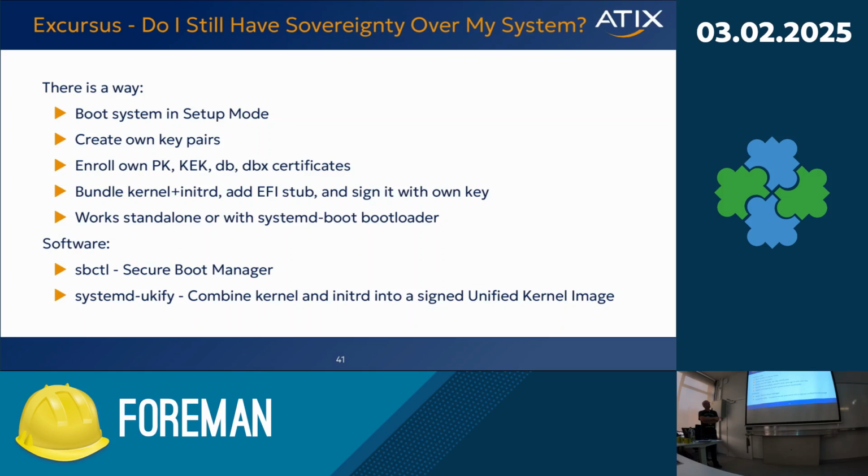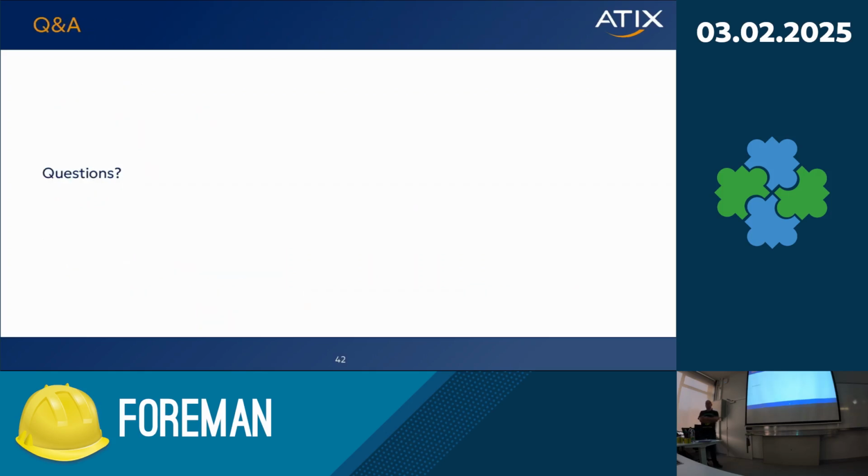This is one file. Then you can sign it with your own key, and then you can boot it directly by firmware or by some bootloader, which, for example, systemd-boot supports. And there's also a nice tool called sbctl. This tool is especially for when you boot in setup mode, and then you can easily create all needed keys or key pairs. It also helps you in signing the files you want to boot. Yeah, that's it. Questions?